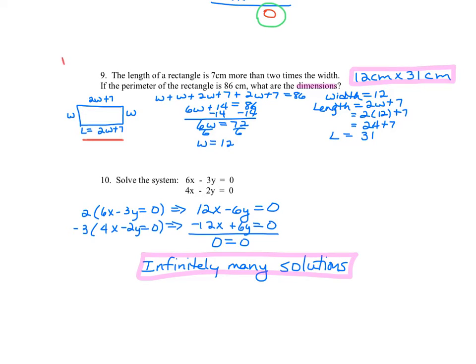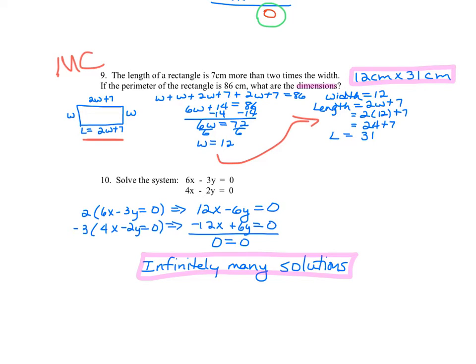This question will be multiple choice. So again, it's looking for the dimensions for this problem. Once I found W, then I plugged it in to the 2W plus 7 to get the length.